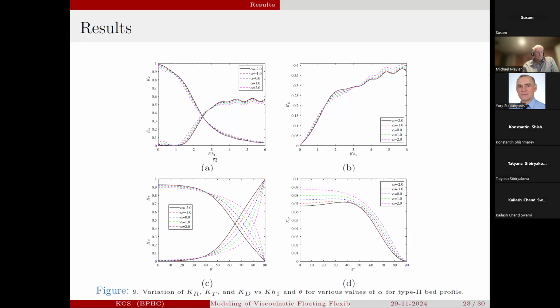And if we talk about the short wavelength regime, the reflection increases and transmission decreases, but the dissipation also increases. So this is also a factor of good dissipation of the wave energy by the membrane for the different values of alpha.